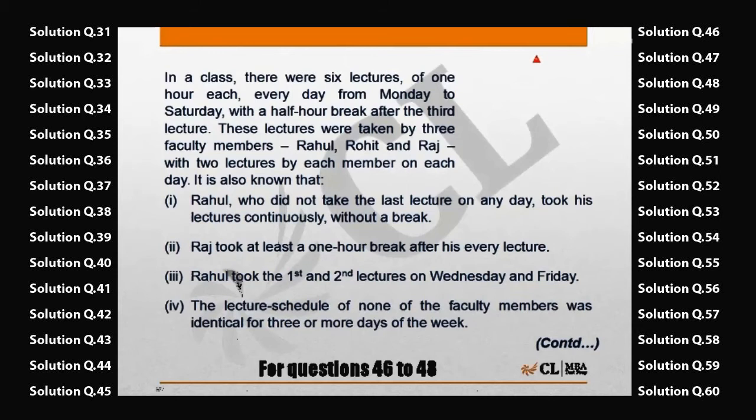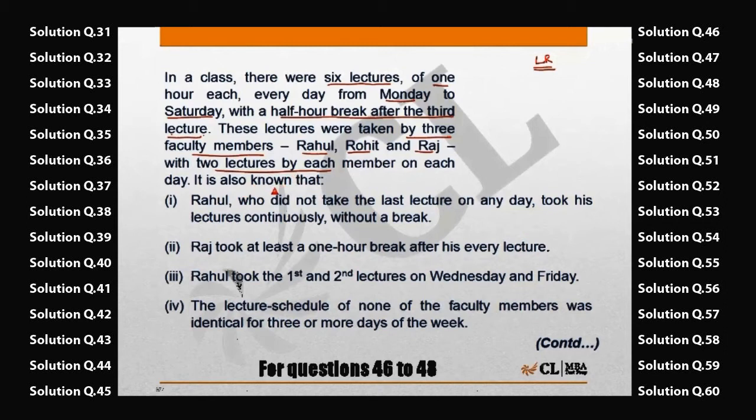Question numbers 46 to 48, a logical reasoning question. Another question where you have to draw a neat diagram, list down all the conditions, and then go about it systematically to arrive at the answers. So what is given? In a class there were 6 lectures of 1 hour each every day from Monday to Saturday, with a half-hour break after the 3rd lecture. These lectures were taken by 3 faculty members, Rahul, Rohit and Raj, with 2 lectures each by each member on each day. Okay, let's put the basic structure in place.